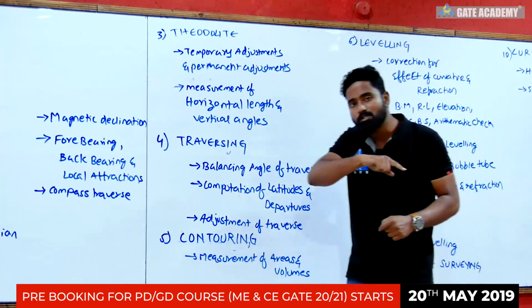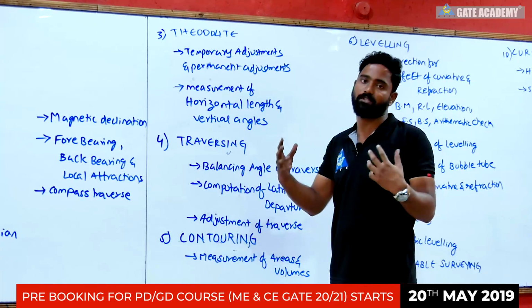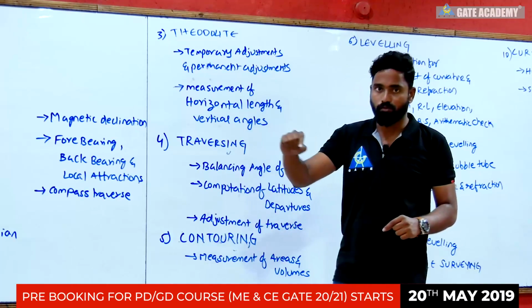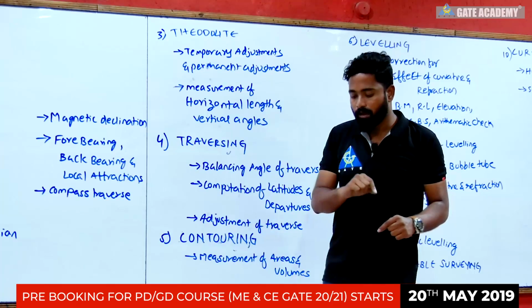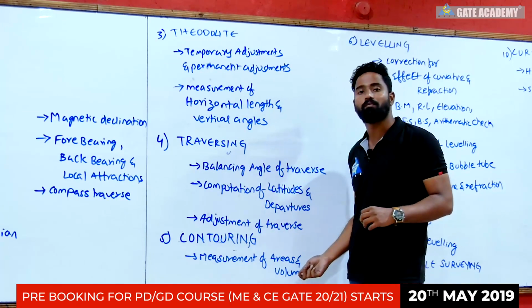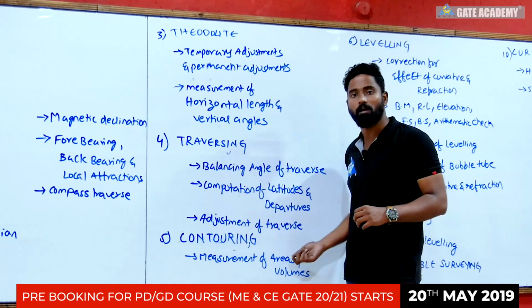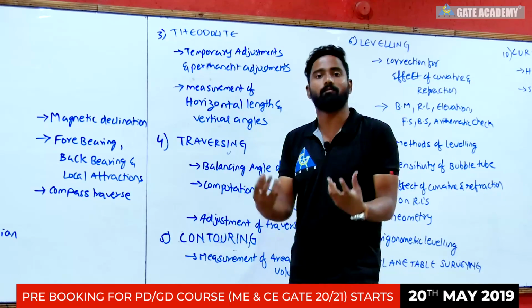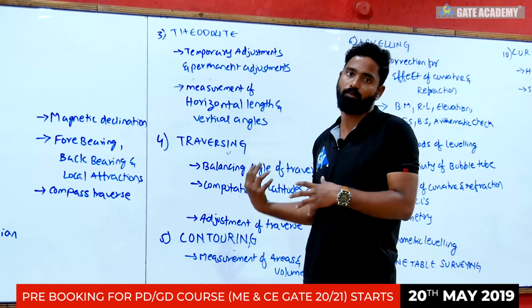Contours are lines joining points of equal elevation, right. So, we will draw the contours. Based upon the contours, you can measure the areas and volumes of the maps. How you are going to measure that will be discussed by using some of the problems.